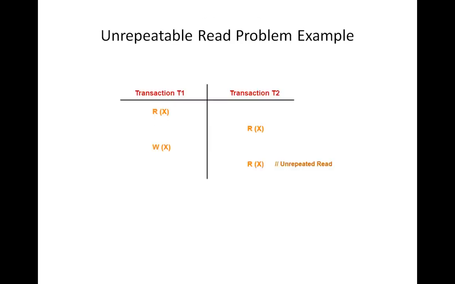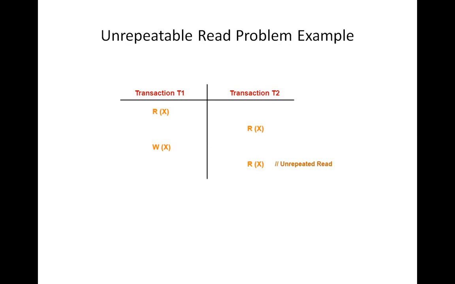Here is the example of the unrepeatable read problem. Here are two transactions, T1 and T2. T1 reads the value of X, say 10. T2 reads the value of X, which is 10. T1 updates the value of X from rupees 10 to rupees 15 in the buffer. T2 again reads the value of X, but now the value is updated to 15.